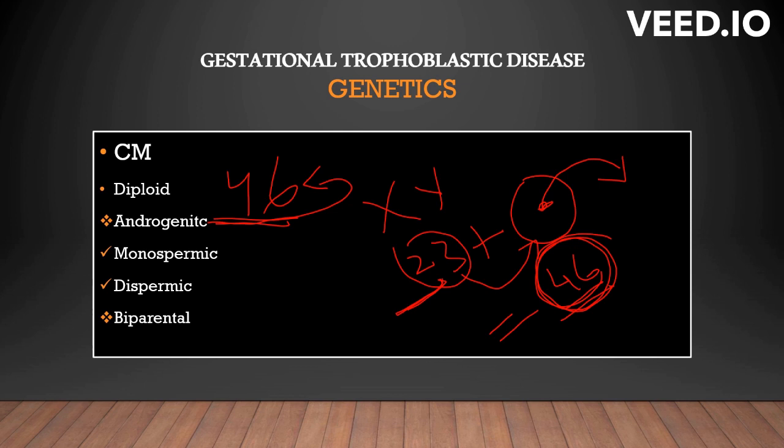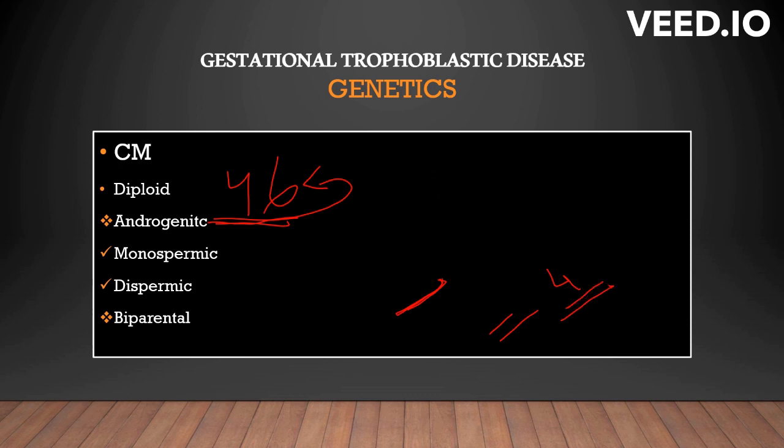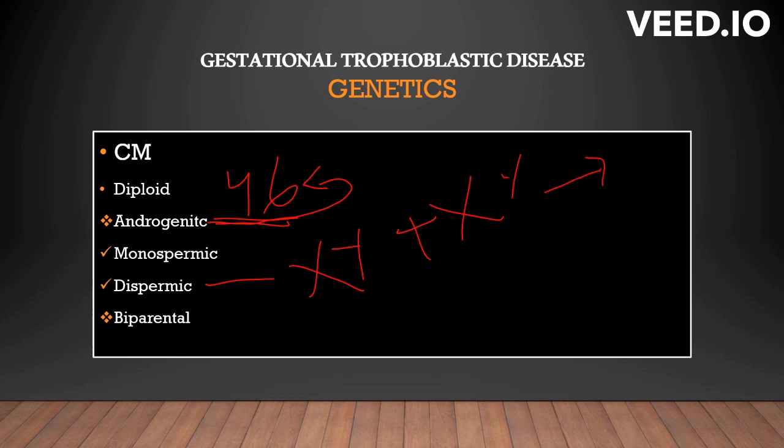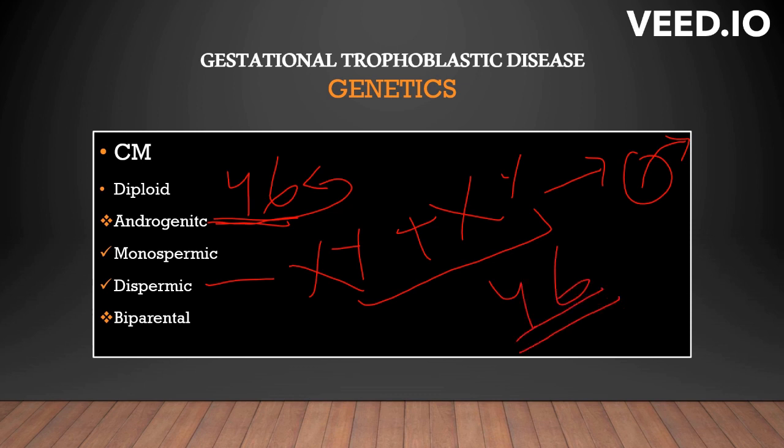Mostly it is monospermic, that is, one sperm fertilizes the one empty egg and develops its chromosome number as I have shown here. But sometimes two sperms fertilize an empty egg, right? So the two sperms fertilize the empty egg which has already expelled its genetic material to the outside, and then the net result is 46 chromosomes, that is the dispermic and androgenic one.